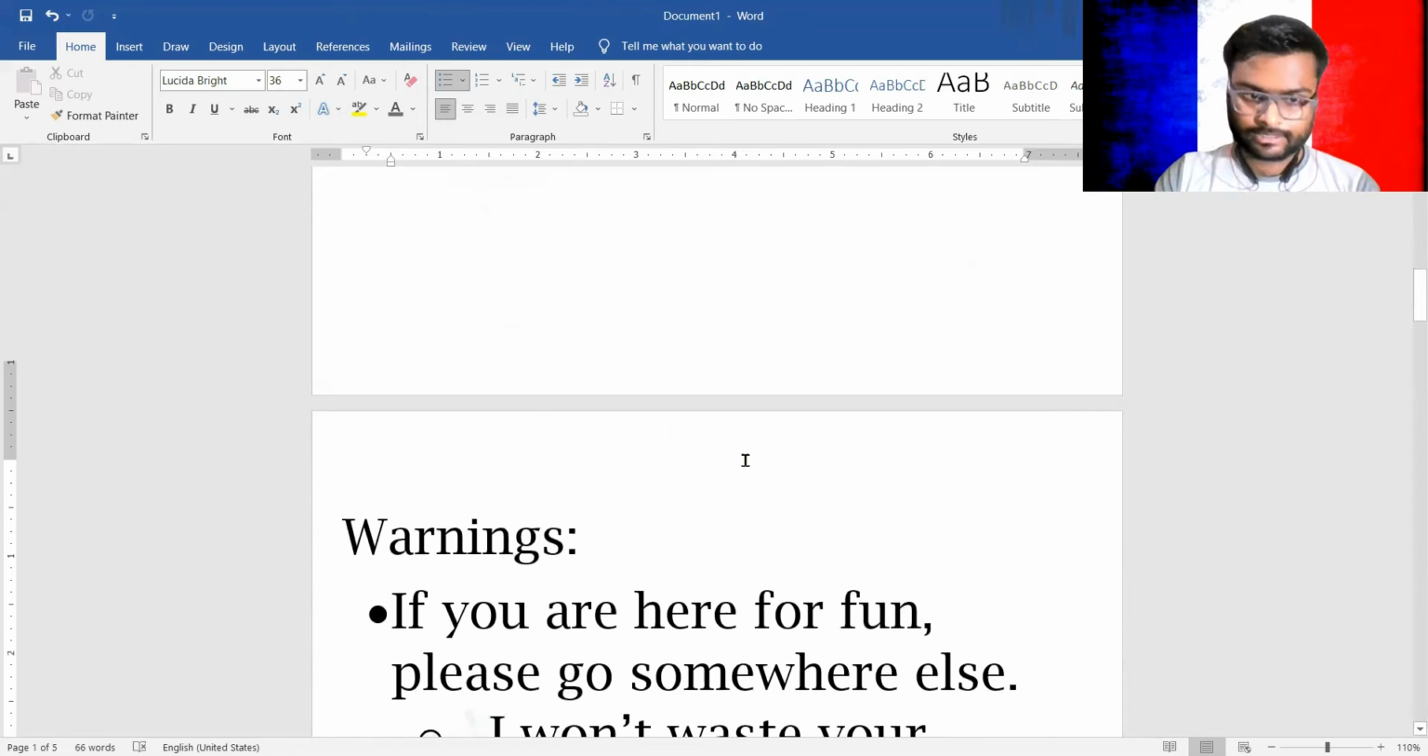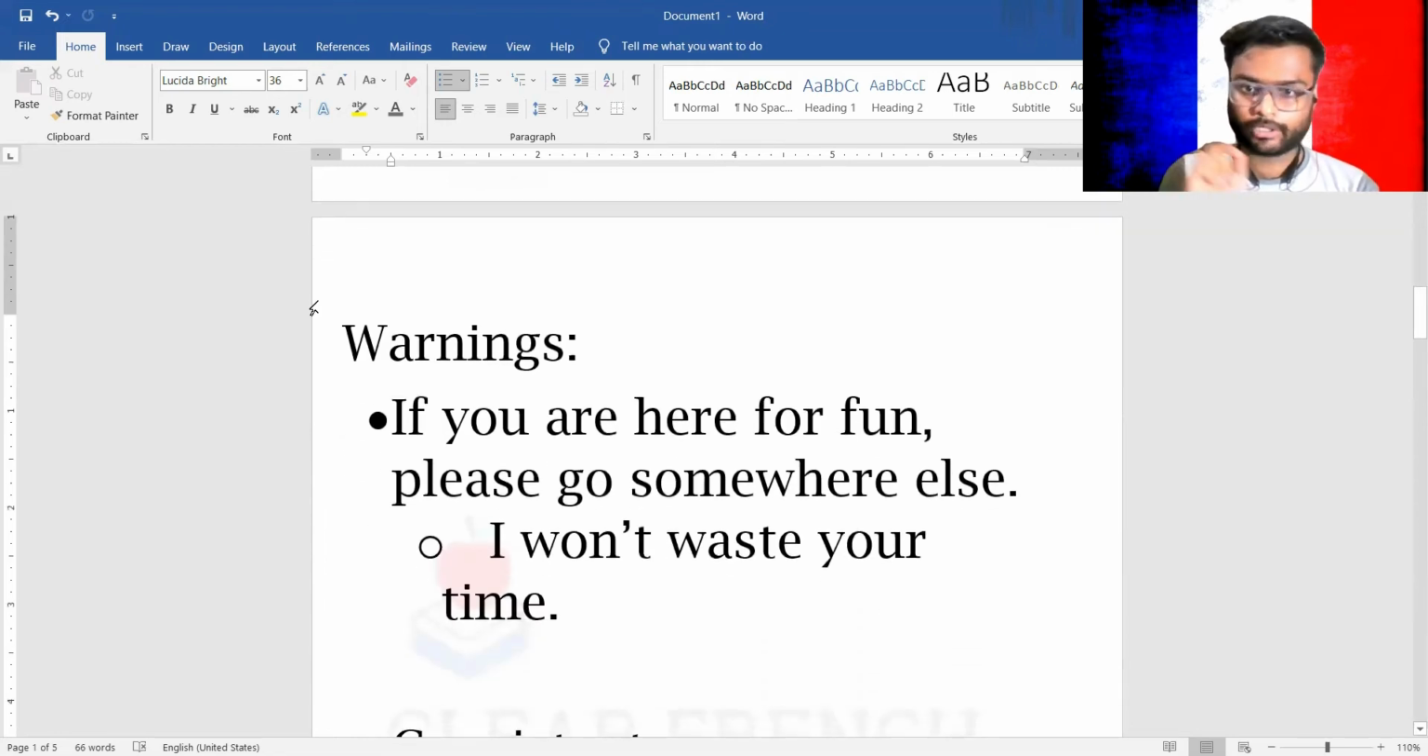So let's start learning French language, but with a warning. Point number 1, if you are here for fun, please go somewhere else. I will not teach you very minor things and waste your time like bonjour, bon matin, etc. But if I am doing this, rest assured I am covering the syllabus related to the level. All the things are in coherence. So I want you to be a bit serious for your goal.